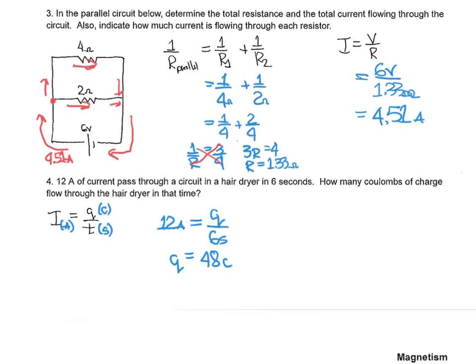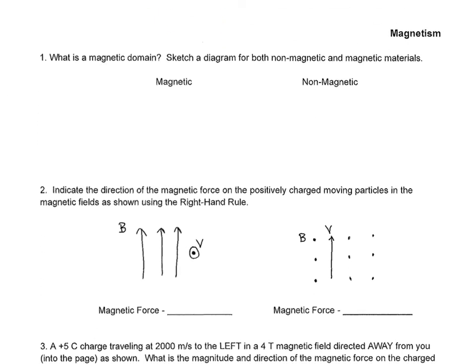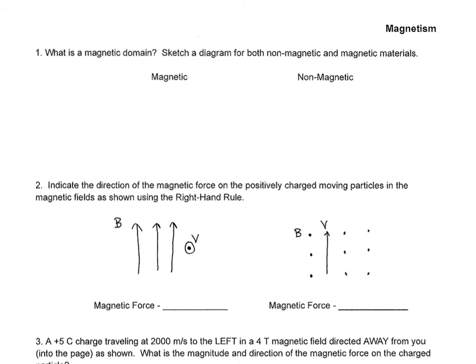Onward to magnetism. Oh, yeah, here we go. Magnetic domains. Sorry, my sketches aren't in there, so we have to draw it by hand. Yeah, what is a domain? Hey, that's a small area in a material where charges are flowing.